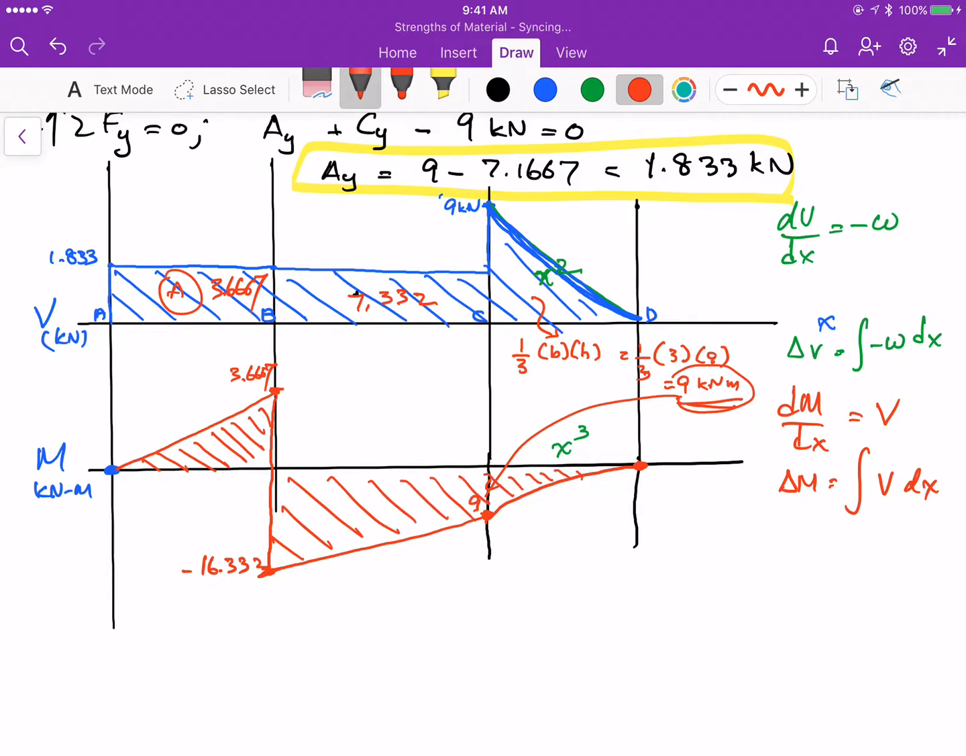So I hope that will explain a little bit about the shear and moment diagram of a beam with an overhang and also a variable distributed load.